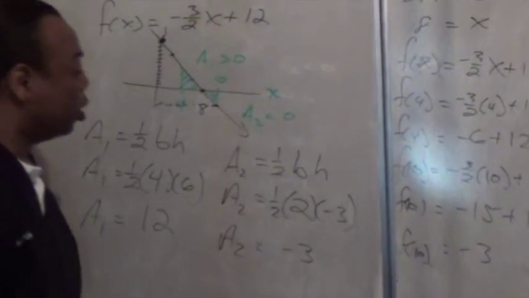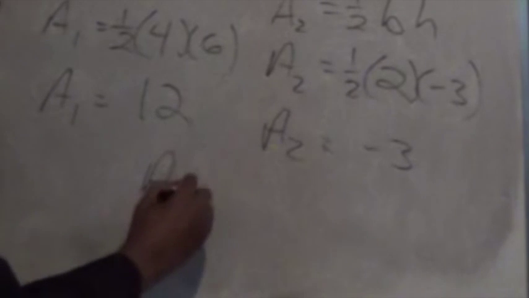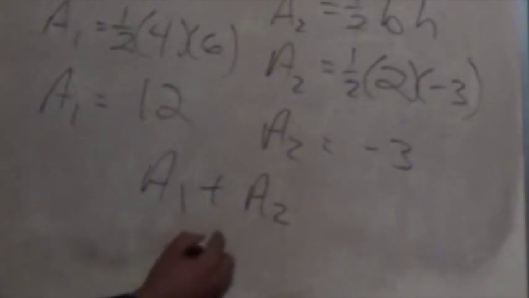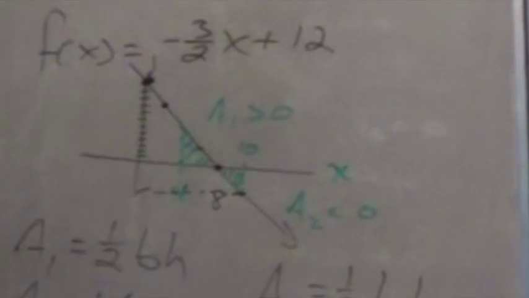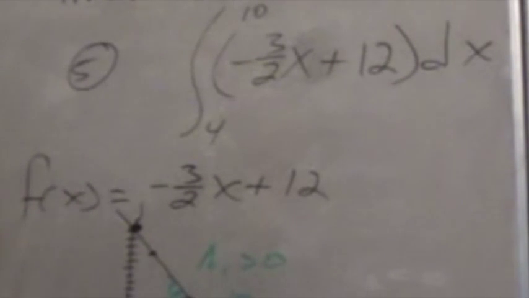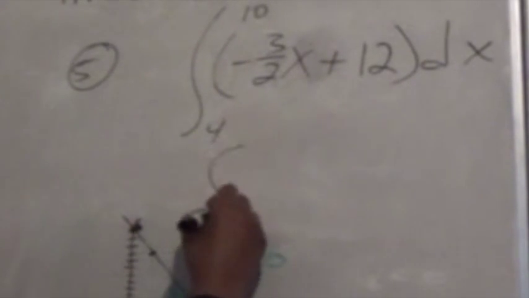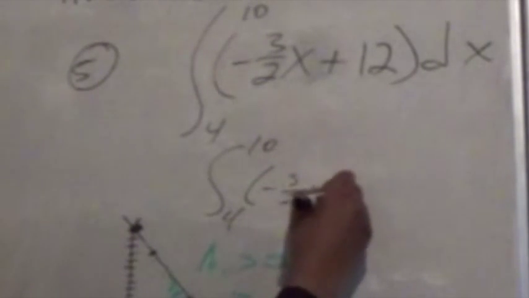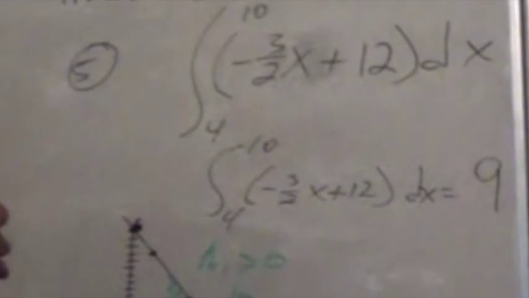Then we find the sum of the two areas. A1 plus A2, which will be 9. Therefore, my conclusion is that the area from 4 to 10 of the function negative 3/2 x plus 12 dx equals 9.